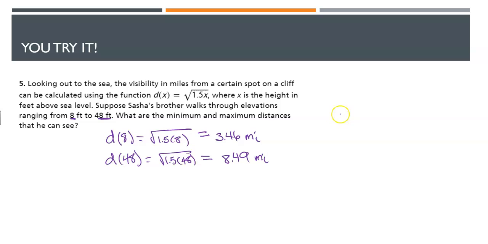Here's another trick you could do. You could do 1.5 times 8, find out what that is, and then raise it to the 1/2. You could do that too. So that's the up arrow 1/2. Remember doing that? Same thing with the other one.